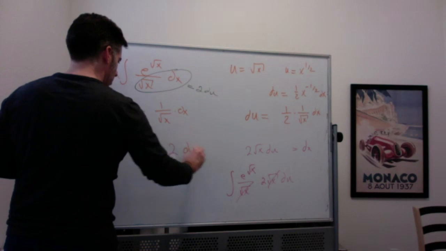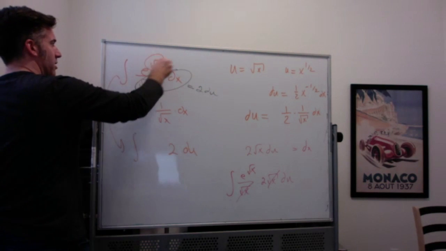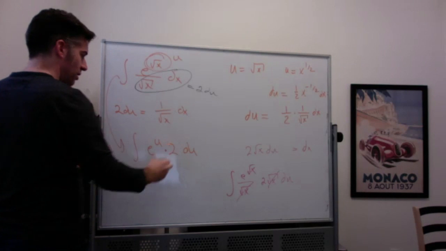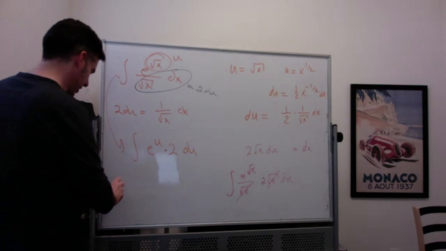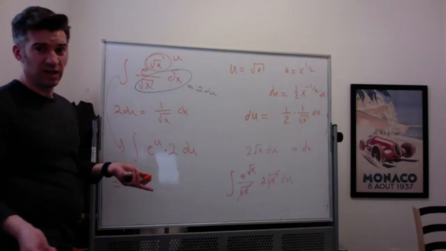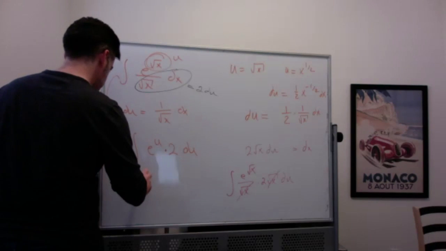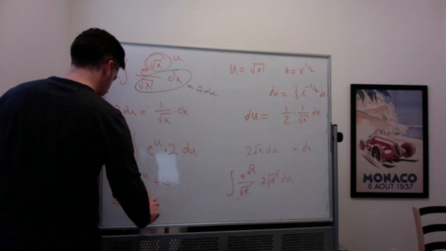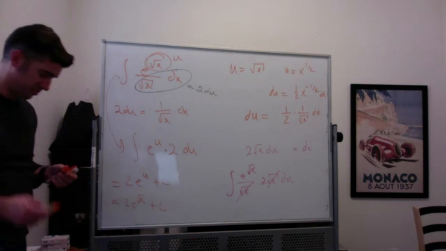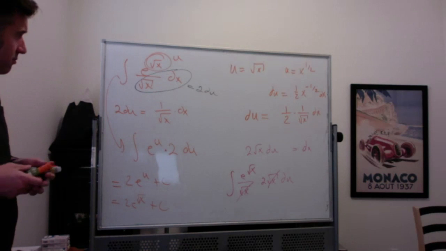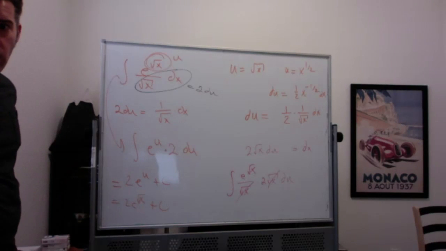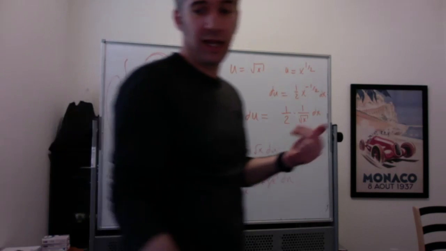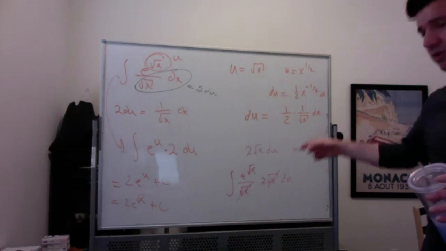2 du times e to the u. Okay, the 2 is a constant multiple, it just hangs out. Integral of e to the u is e to the u, plus c, so then we get 2e to the square root of x plus c. And that's it. All right. Oh yeah, we got so much time. But again, I will say, you really can do it this other way.